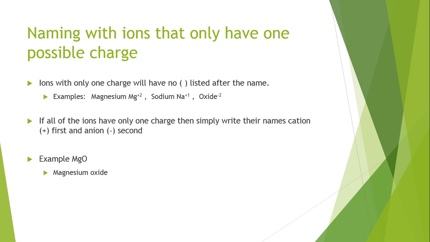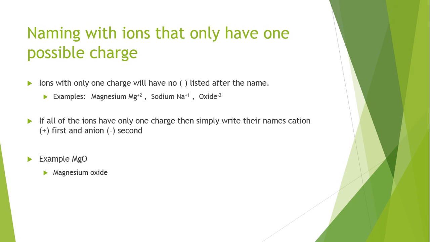Alright, let's talk about naming. So, it's really easy if we have ions that only have one possible charge. Those ions will be listed on your ion sheet just normally, and they will have no parentheses listed after the name. So some examples are magnesium with a +2 charge, sodium with a +1 charge, and oxide with a -2 charge. If all the ions only have one charge, all you need to do is write the names.